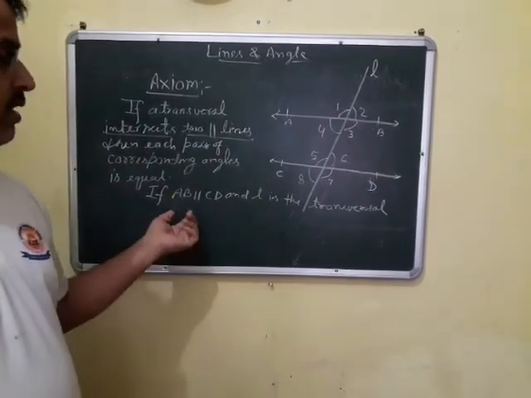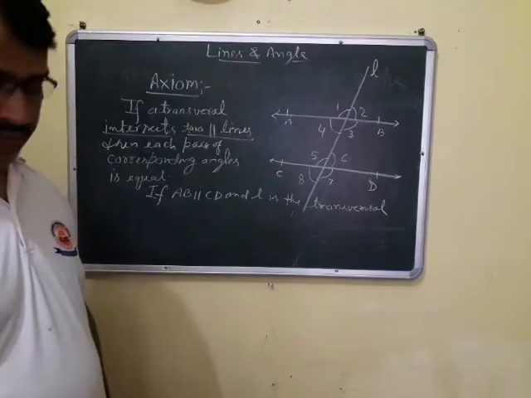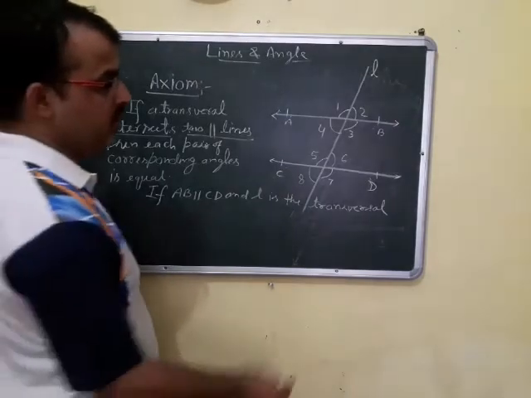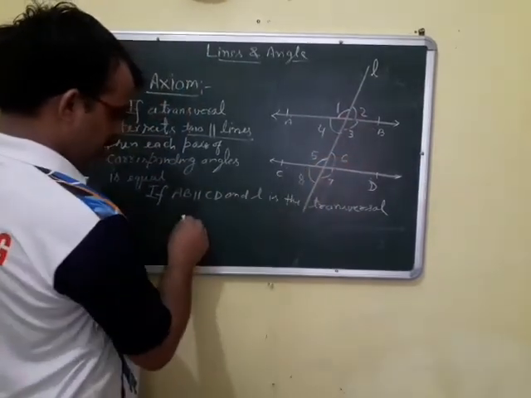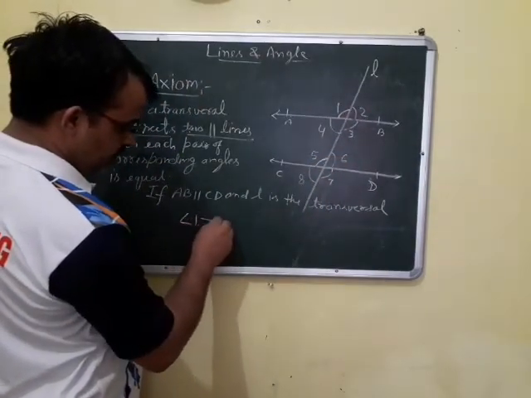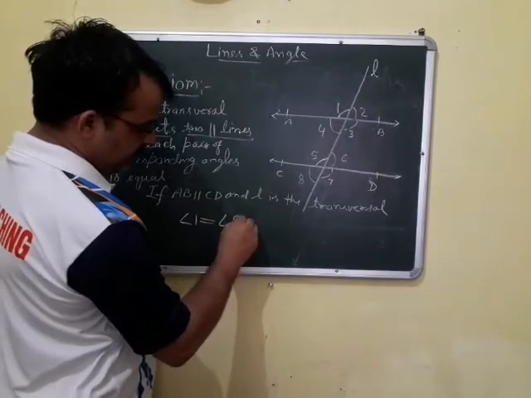Now look here, angle 1 and angle 5. Angle 1 and angle 5. Look here, angle 1 and angle 5. Angle 1 is equal to angle 5.